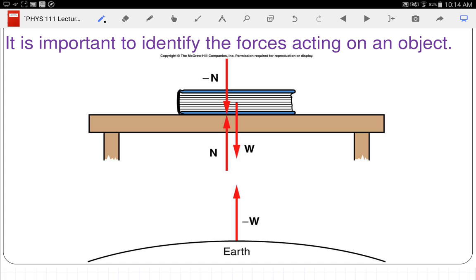Okay, it's important to be able to identify which force is which in a situation like shown here. I have a book sitting on a table. And so that book, of course, has a force of gravity downward that's acting on it, and a force normal upward that's acting on it. And the earth is being pulled up by the book, and the book is pressing down on the table. Now we have, by Newton's third law, for every action there's an equal and opposite reaction.